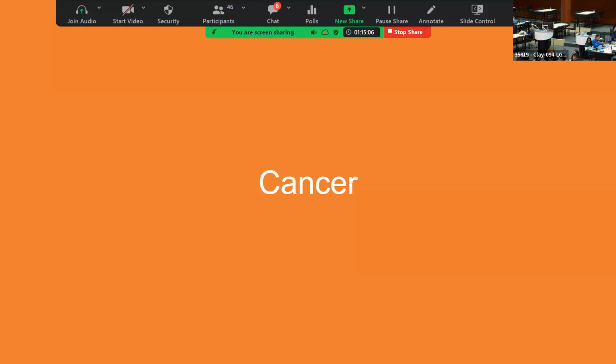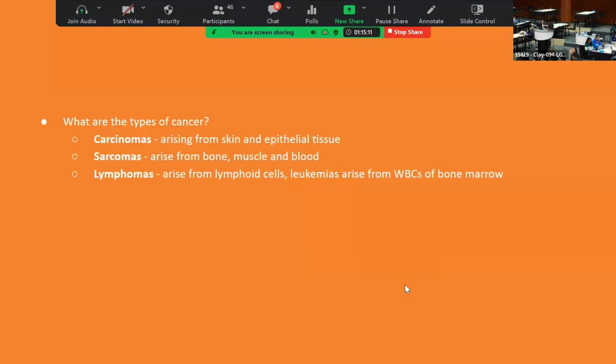Okay, so let's move on then to cancer. This is the last segment, so let's see how we go. It's important to know the different types of cancer. We have carcinomas, which arise from skin and epithelial tissue. You have sarcomas, which arise from bone, muscle, and blood. And then lymphomas, as the name suggests, arise from lymphoid cells. Also know that leukemias arise from white blood cells as well. So it's important you know these definitions here.